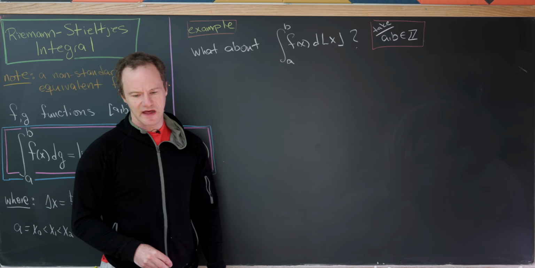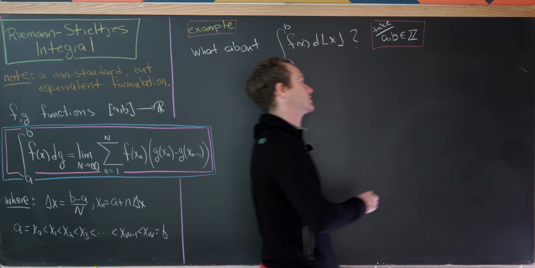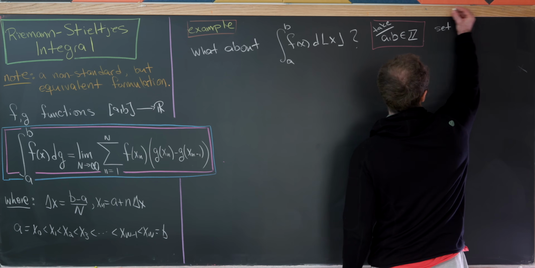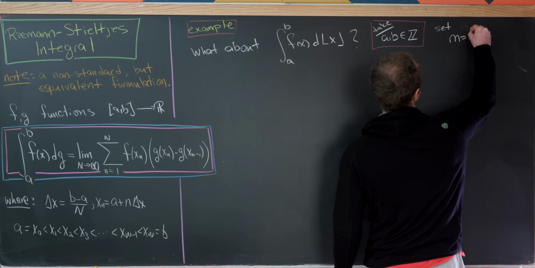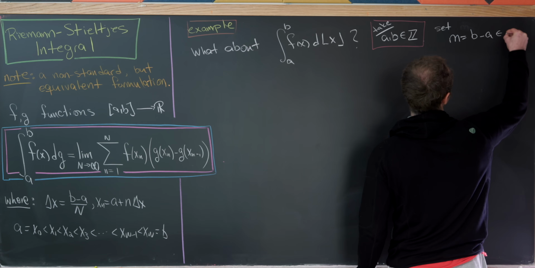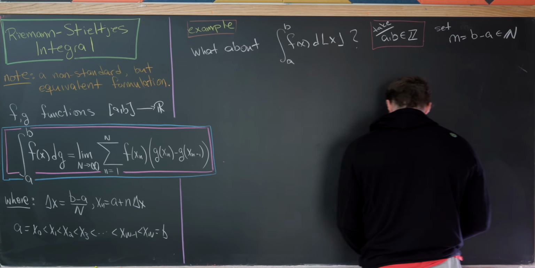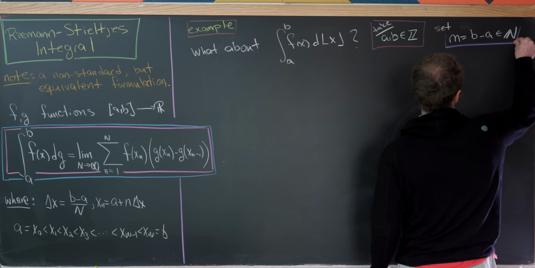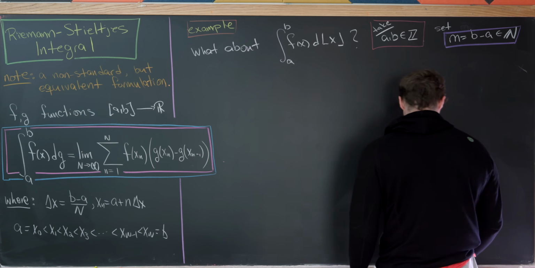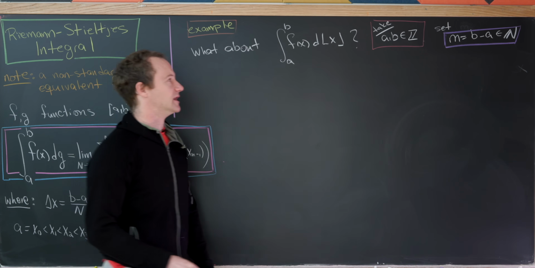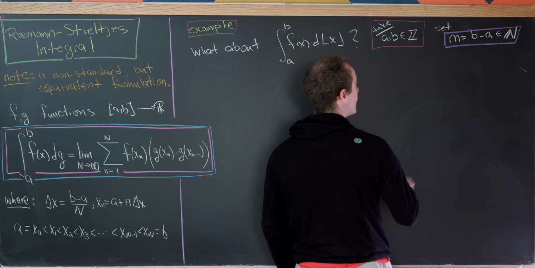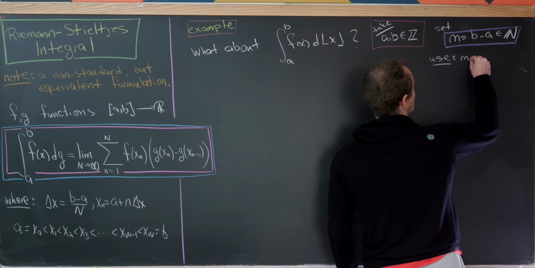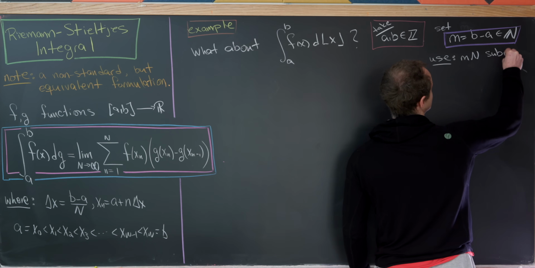Well, in order to do that, I'd like to introduce some notation. So let's set m equal to b minus a, and let's notice that this is in fact a natural number. And I'll require a and b to be non-equal, so we know that this is a positive integer, not just a non-negative integer. And one more thing that we want to do is use m times capital N subintervals.